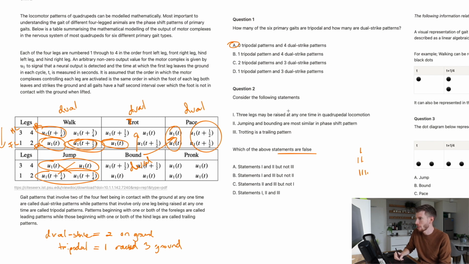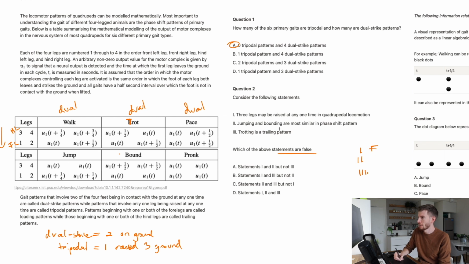So 3 legs may be raised at any one time in quadrupedal locomotion. So if I look through, I don't think there was any time where there were 3 legs raised. I think it looked like it was only ever 2 at a time, if not all at a time. 3 was a weird one, so that would immediately be false.